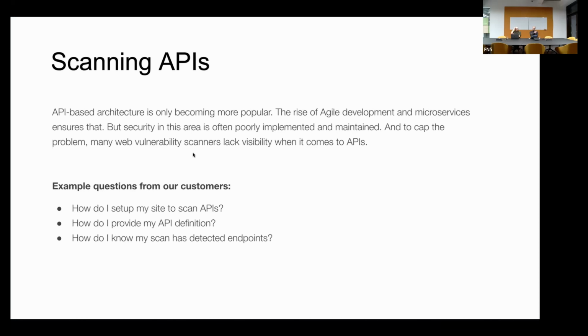Here are only a couple of quick points, folks, around scanning APIs. Naturally, API-based architecture is only becoming more popular. I'm sure you're all interested in how to go about scanning your APIs. And we do get these kinds of questions: how do I get that set up in my site to scan APIs? What about the definition? How do I know that I'm scanning those APIs correctly?